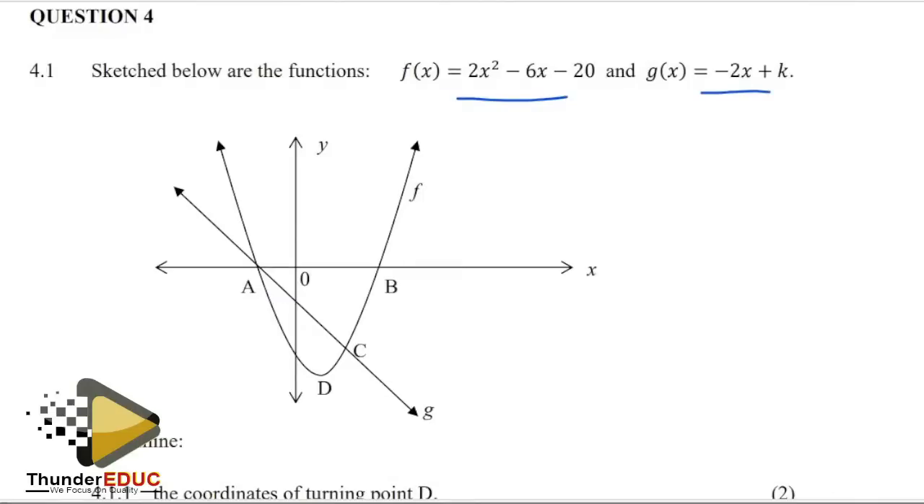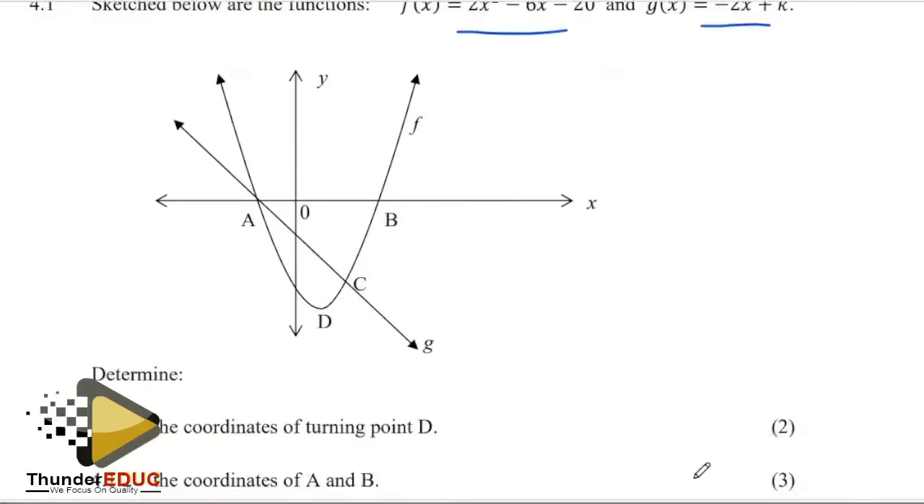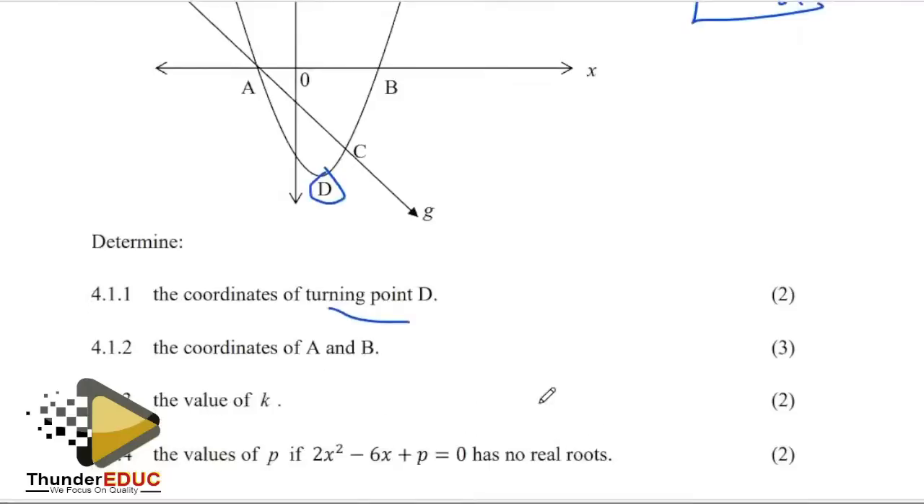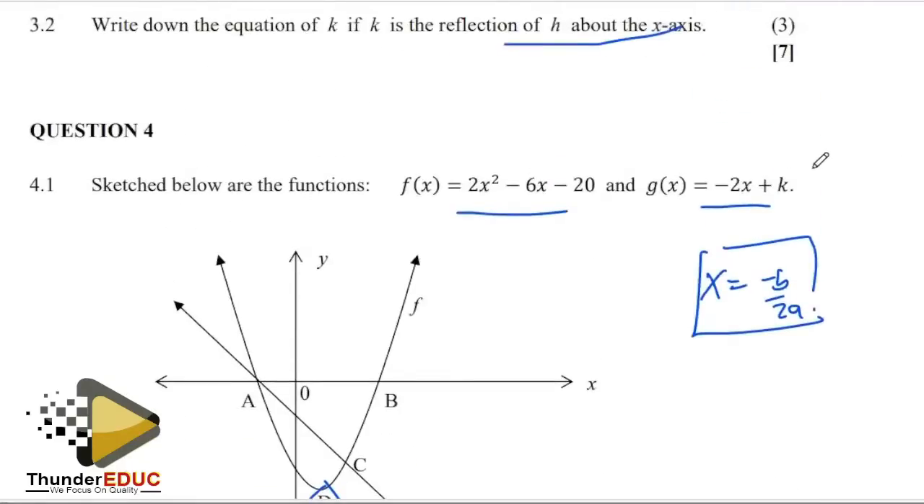Then one other thing I need to really emphasize, let's say the turning point of D. So turning point, you know what to do. Axis of symmetry, x is equal to negative b over 2a. We need to remember that as well. And then for us to get the coordinates of A and B, those are intercepts. We mentioned that upwards. And then the value of k, we're seeing that k is the y-intercept.